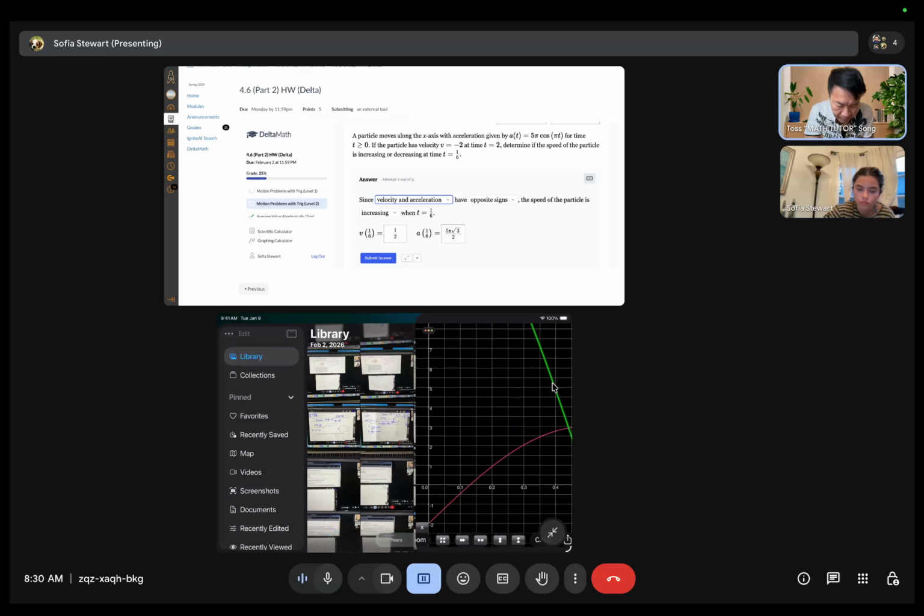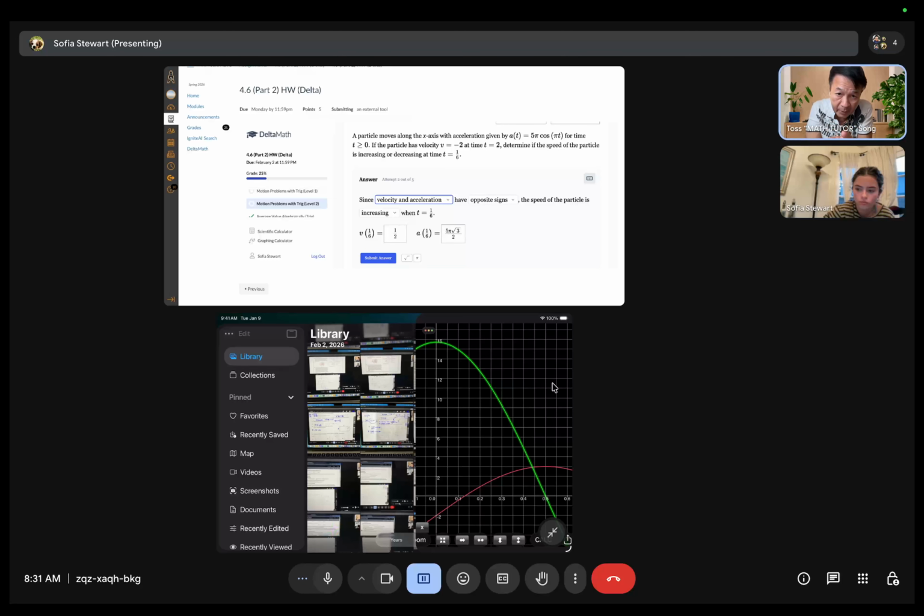It looks like they're positive, both of them. If they're talking about at 1/6, like final answer for increasing, it says 1/6. So if the whole thing is one sentence, when t equals 1/6, the velocity and acceleration are actually the same sign. They're not opposite. Is there an option for the same sign, velocity and acceleration? Yeah. Okay, try that.